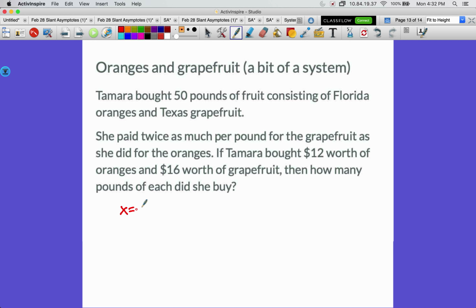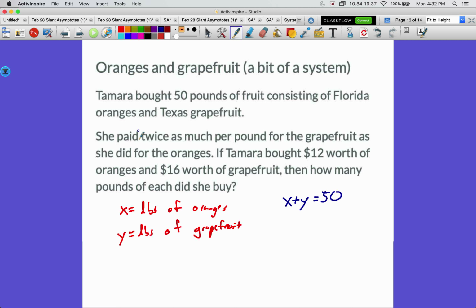All right, so we'll say X equals pounds of oranges, and Y equals pounds of grapefruit. Now I would use O and G, but O looks too much like a 0, so I'm just going to go with X and Y. And I know one thing is that for 50 pounds, that's just X plus Y equals 50.